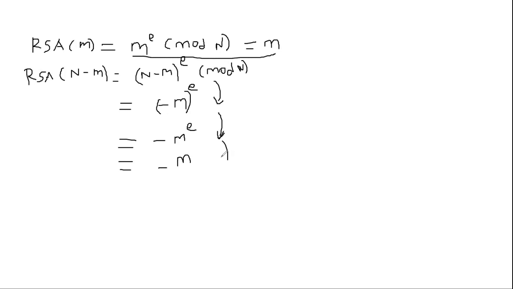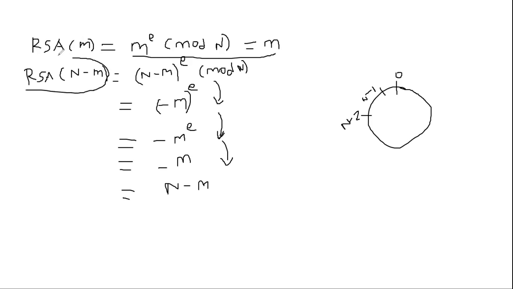Okay, this is mod n. But what is minus m in mod n? Remember, I was drawing a clock, and I was telling that if this is 0, this is minus 1. So you go backwards. This minus 1 means n minus 1. Minus 2 means n minus 2. That means minus m means n minus m. Which means we proved that n minus m is also a fixed point. Our input was n minus m, and our output is also n minus m.